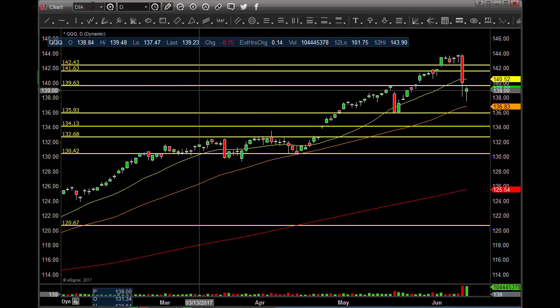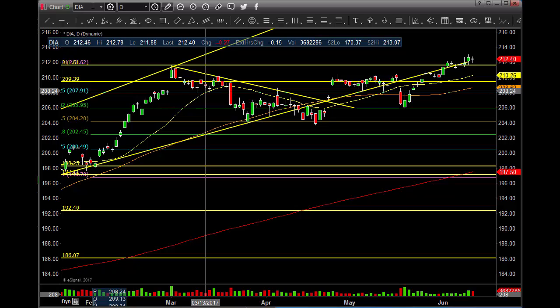The DIA and the volume overall for a Monday, I wouldn't say double, but I think we were doing about 50 million on Mondays on the SPY. We ended up doing 86, so a little bit more, so it wasn't too bad.